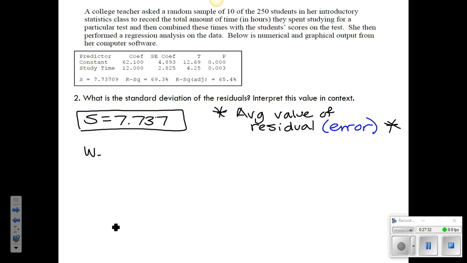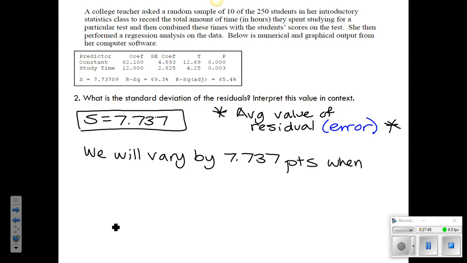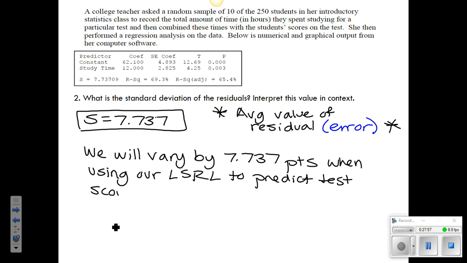So we will vary by not hours. Because remember, what are we predicting? Points. When using our least squares regression line to predict test scores based off of number of hours spent studying.